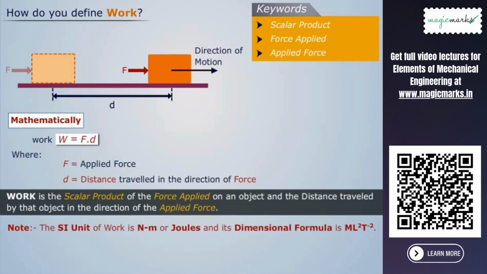Note that the SI unit of work is Newton meter or joules, and its dimensional formula is ML²T⁻². Related terms are the energy and work-energy theorem.